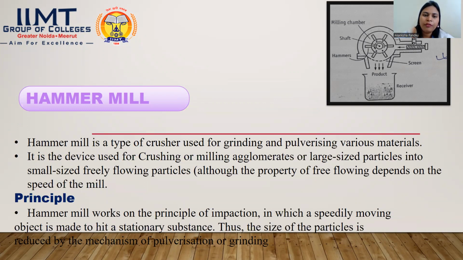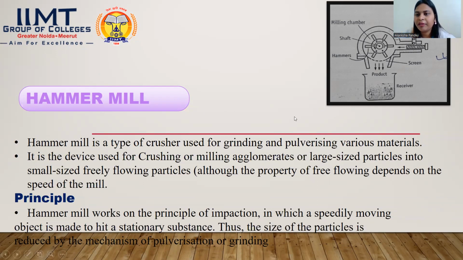Hammer mill is a type of crusher used for grinding and pulverizing various materials. It is a device used for crushing or milling agglomerates of large size. See what happens in a hammer mill. The principle of this is impaction. I already told you, there is a stationary particle and a very high force strikes it, so that the particle is shredded into small or fine particles.